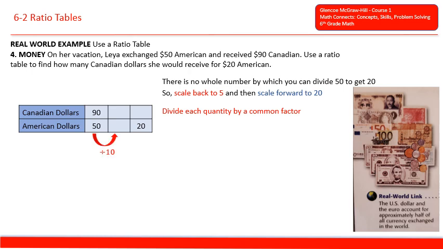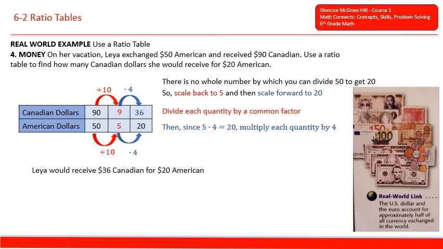So if we do 50 divided by 10, we get 5. 90 divided by 10, we get 9. And then we can multiply 5 times 4 to get 20, 9 times 4 to get 36. And we now know you would have to exchange 36 Canadian dollars to get 20 American dollars. That is not an updated exchange rate.